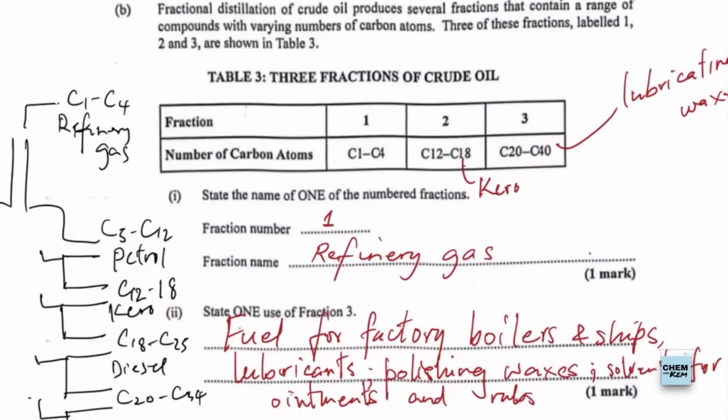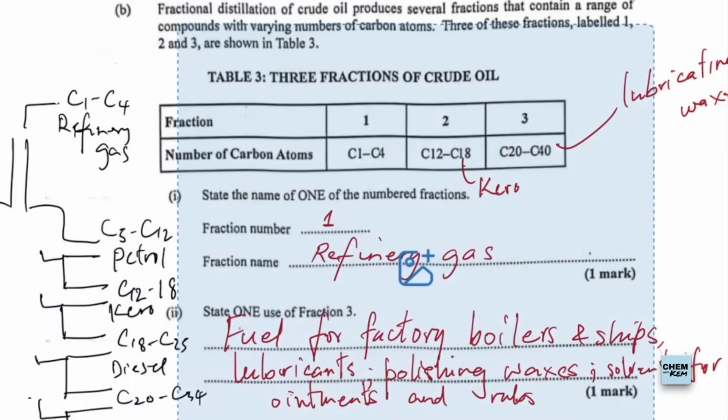So the fractions here are not necessarily in order because there is a gap between C4 and C12 that's not represented here. So we have to be careful. But either way, we just need to identify one of them. So fraction 1 is refinery gas, fraction 2 would be kerosene, fraction 3 would be lubricating oils and waxes. And they ask us for one use of fraction 3. To know the use of fraction 3, we'd have to know exactly what fraction 3 is representing.